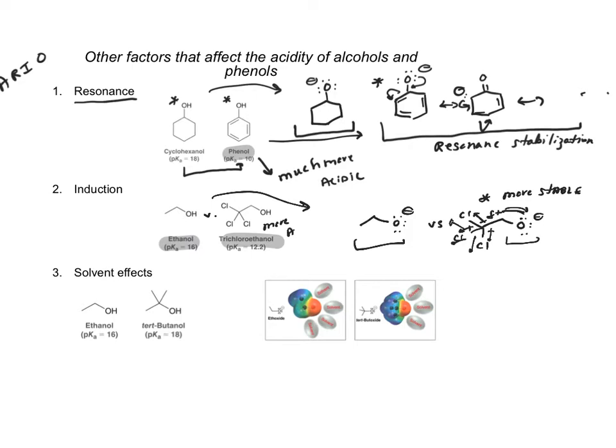And again, we would utilize ARIO to figure that out, right? If we looked at the negative charge, they were both on oxygen. That wasn't going to tell us anything. There was no resonance structure. So now this guy happens to be more acidic because, again, of that induction.